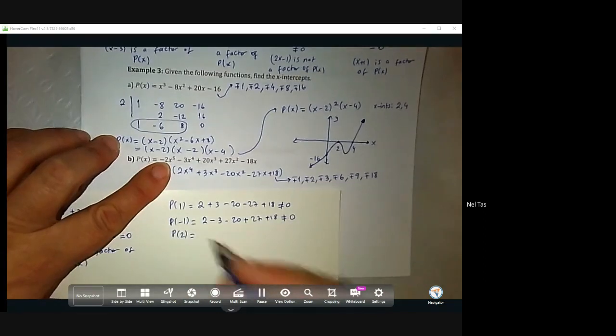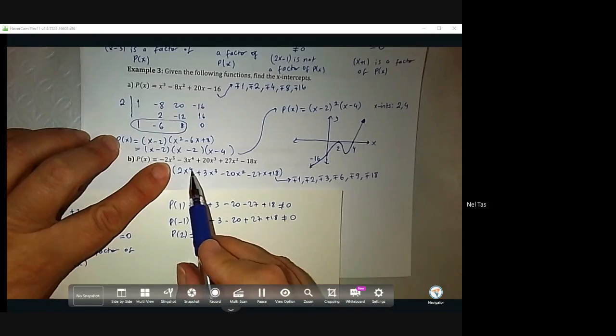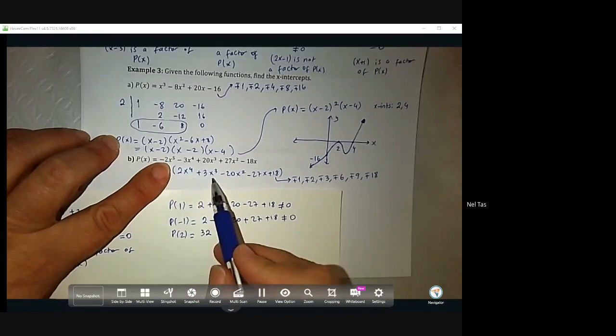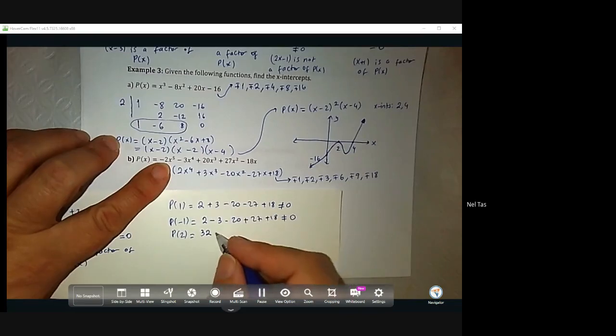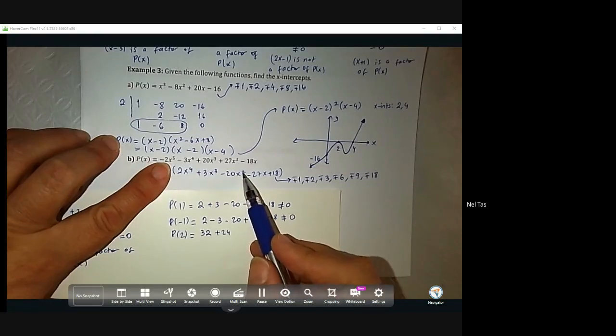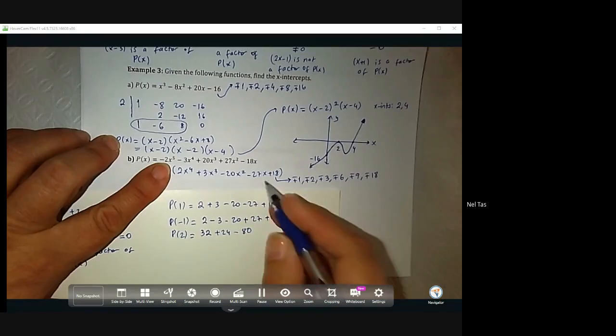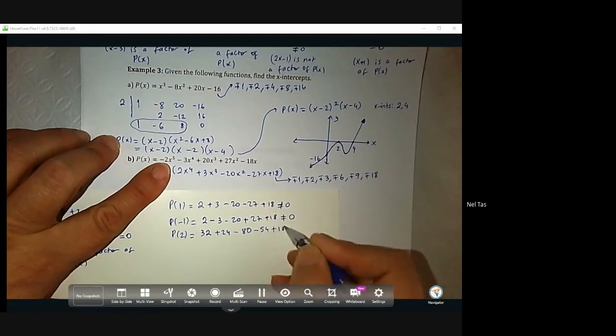We try 2. So 32, because 2 to the power of 4 is 16, and 16 times 2 is 32. 2 cubed is 8, and 8 times 3 is 24. Then 2 squared is 4, and 4 times 20 is 80. Then 54 plus 18. If you check this, again, this is not equal to 0.